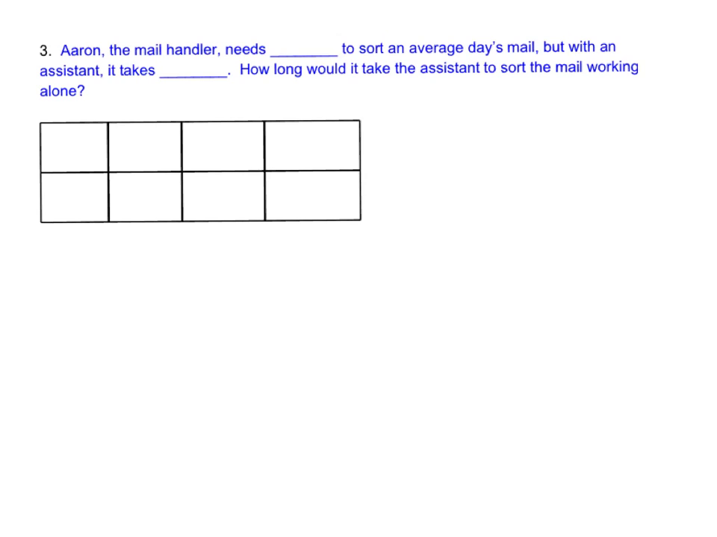All right, in our final problem, we have the following. Aaron, the mail handler, needs 3 hours to sort an average day's mail, but with an assistant, it takes 2 hours. How long would it take the assistant to sort the mail working alone? So when you set up your chart, you have Aaron's and you have the assistant.